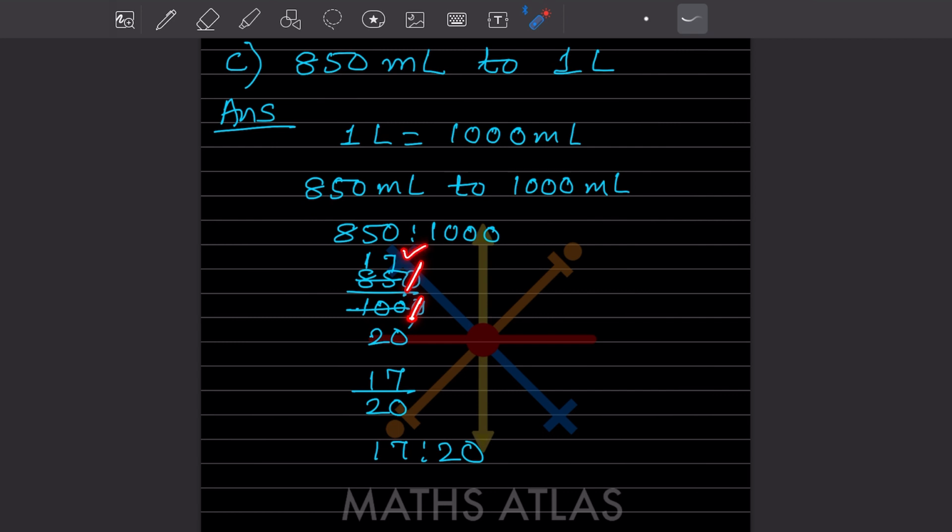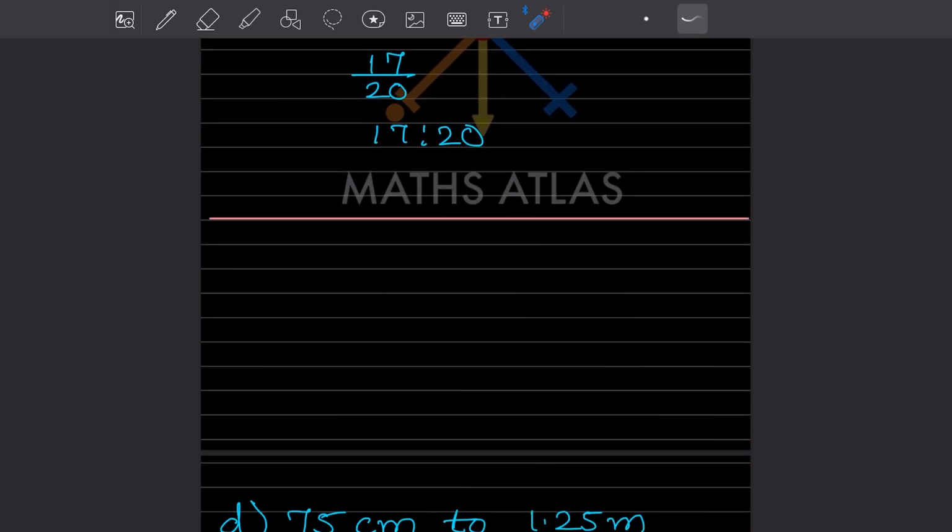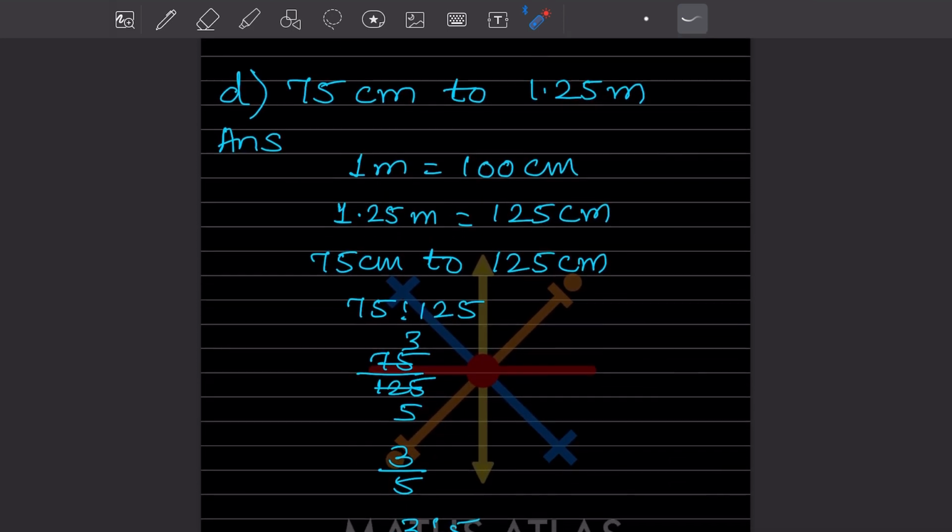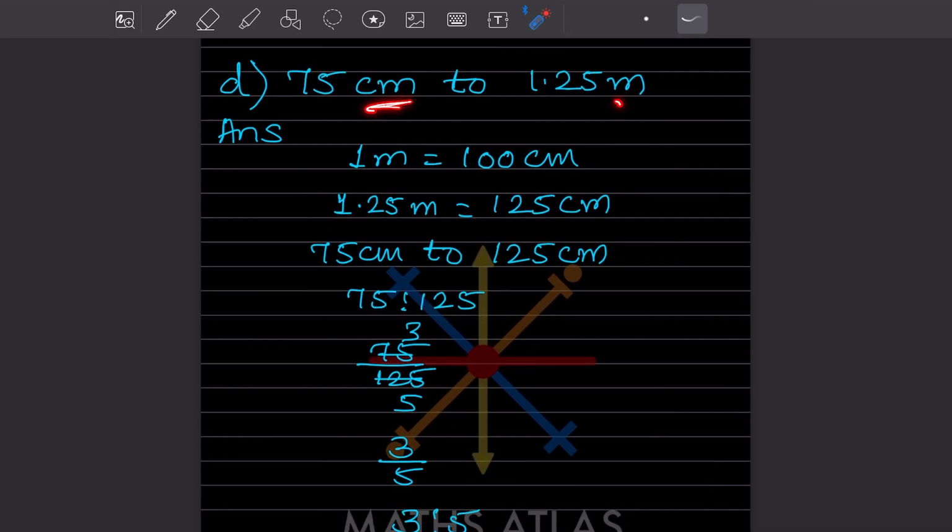5 17s are 85 and 5 20s are 100. You can do it in other ways also. So that is 17 by 20, which is 17:20. So now this problem, again here, centimeter and meter, convert this to centimeter.